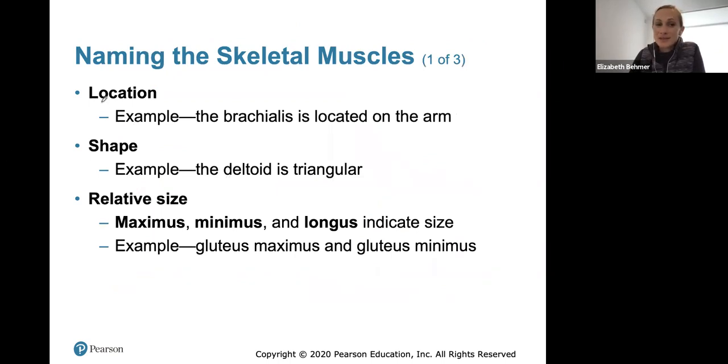Naming the skeletal muscles, they're named by their location. So like the brachialis muscle is in the arm. Their shape: the deltoid muscle is triangular, that's the shoulder muscle. And their relative size. So you can have a maximus, a minimus, or a longus to help indicate the size, like the gluteus maximus and the gluteus minimus muscle.